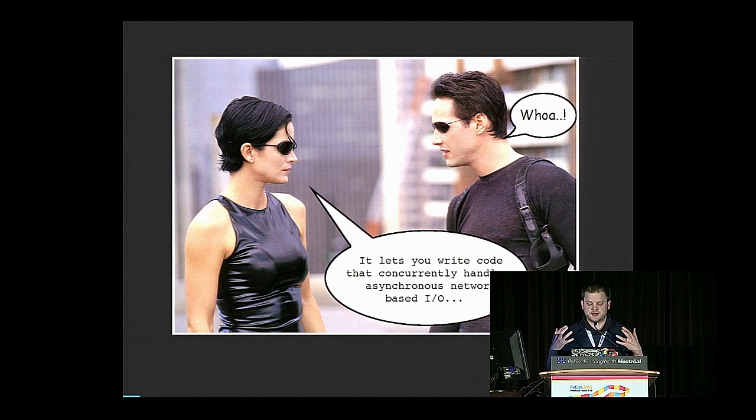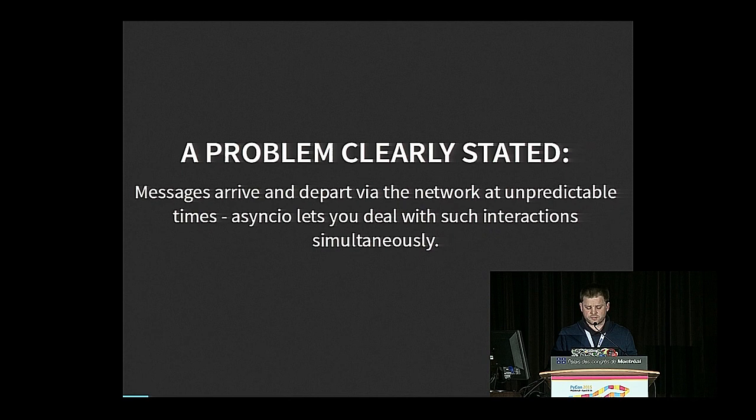So what does async.io do? Well, as Trinity says, it lets you write code that concurrently handles asynchronous network-based I/O. So it's important to be clear about what I mean. Concurrency is when several things appear to happen simultaneously. Asynchronous literally means not synchronized, so there's no way to tell when something may happen. The network is, of course, the medium for communicating with other devices, usually via the internet. And I/O is obviously short for input-output, when the program communicates with the outside world. So the problem clearly stated for async.io is that messages arrive and depart via the network at unpredictable times. Async.io lets you deal with such interactions simultaneously.